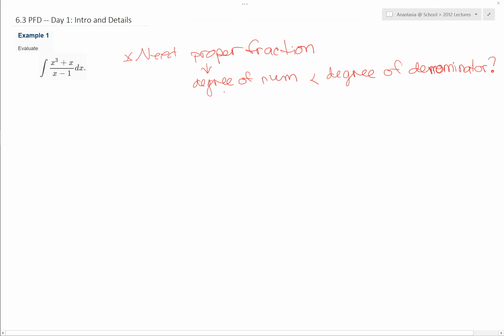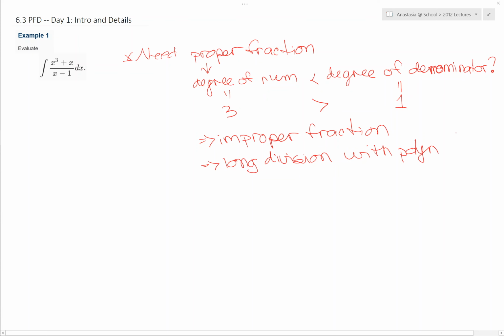The degree of the numerator in this case is 3. The degree of the denominator in this case is 1. So we do not have a proper fraction. In other words, we have an improper fraction. Whenever we have an improper fraction, we first need to apply long division with polynomials.